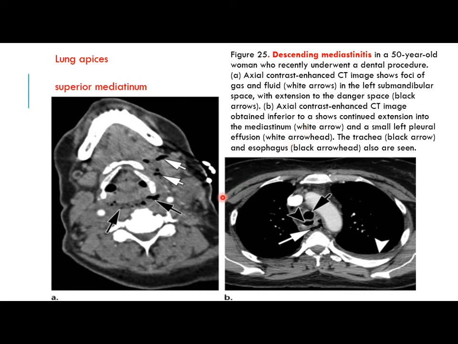This is a case of descending mediastinitis in which the patient had a dental procedure prior to this condition, and it shows foci of gas and fluid in the left submandibular space, with extension into the danger space. As we said, we have a danger space that is extending up to the diaphragm, and a contrast enhanced CT image obtained inferiorly shows an extension to the mediastinum, associated with a pleural effusion on the left side, and the trachea and the esophagus are also seen in this region.